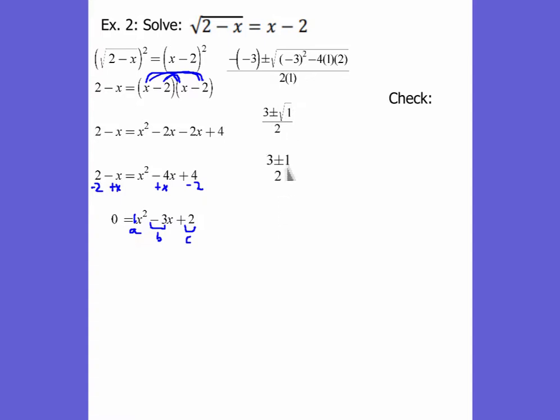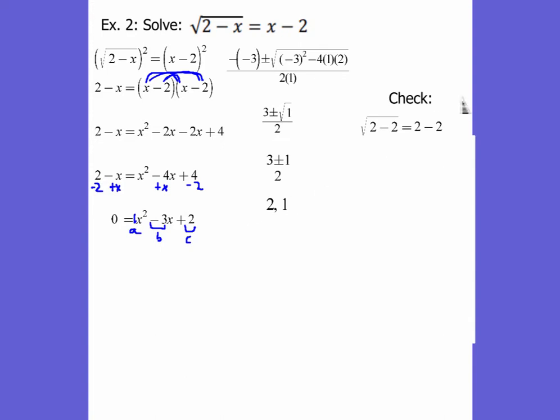The square root of 1 is just 1. So if I continue this out, 3 plus 1 is 4, divided by 2 is 2. 3 minus 1 is 2, divided by 2 is 1. So I get two answers, 2 and 1. Now I've got to check both of these answers to make sure they work, so I'm going to plug them into my original equation.